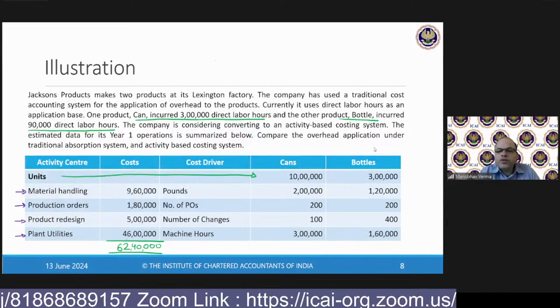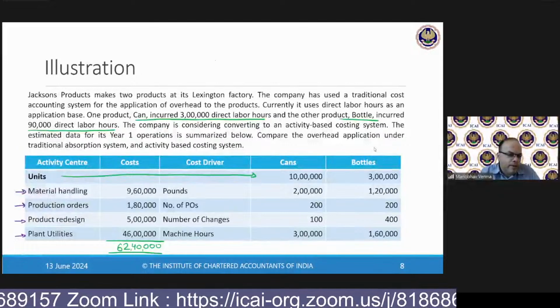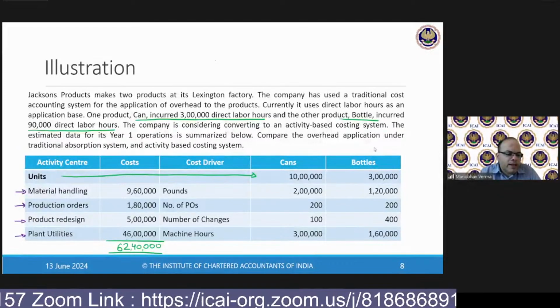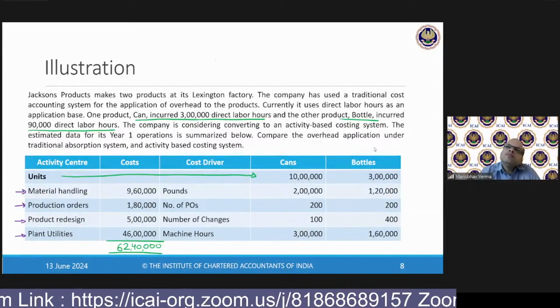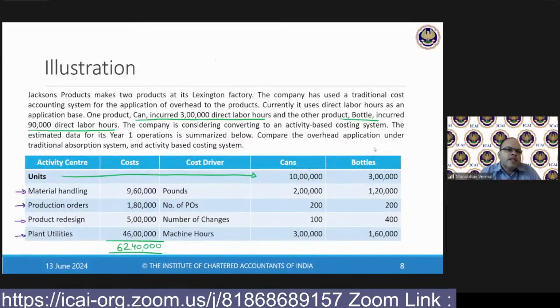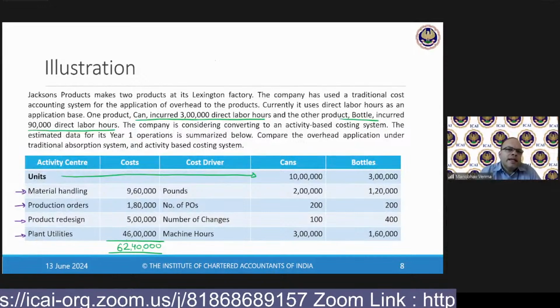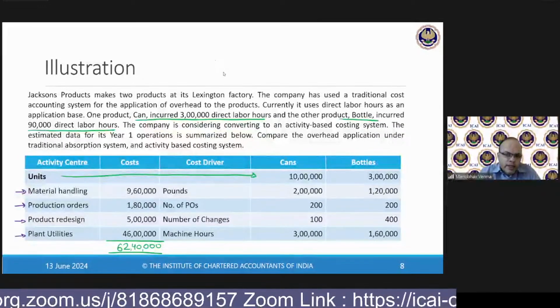I'm again repeating my question. What will drive the cost for material handling? What element? The name itself is material handling. Sweetie says volume of production. Hmm. Can we be more specific, Sweetie, rather than only directly looking at the final product volume here? Human says plant utilities. Okay.